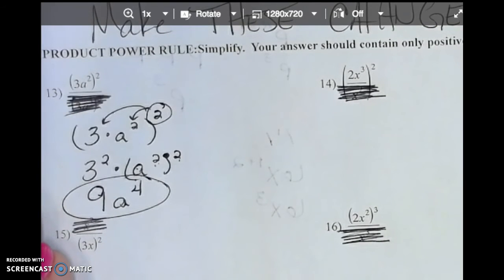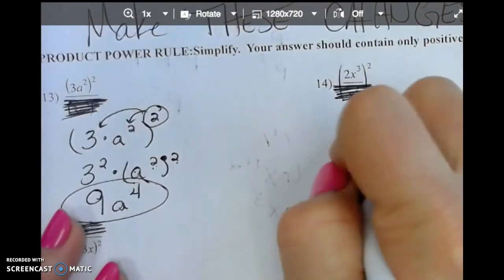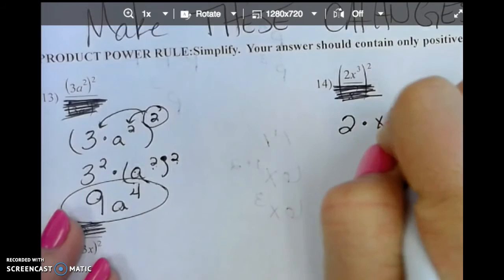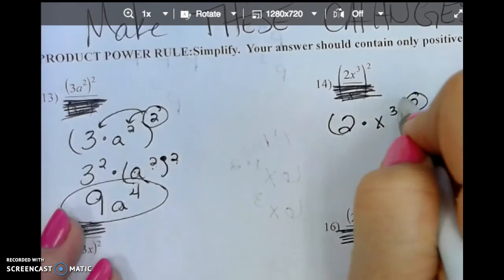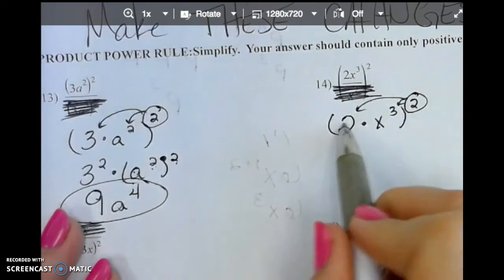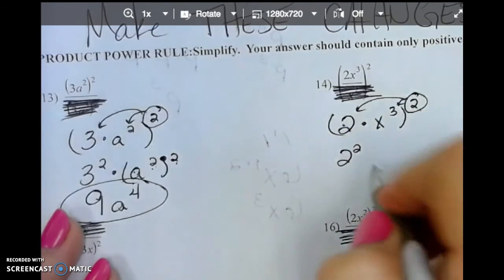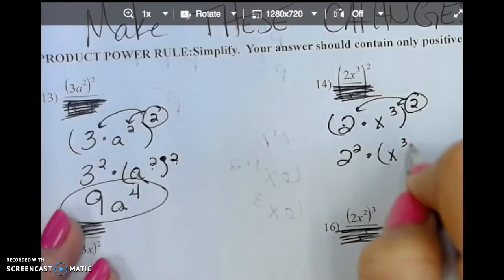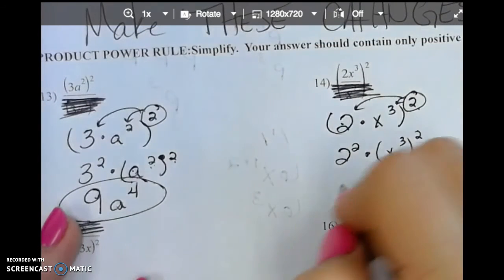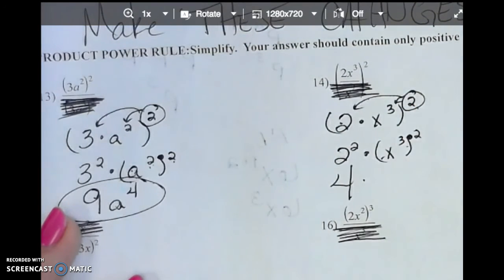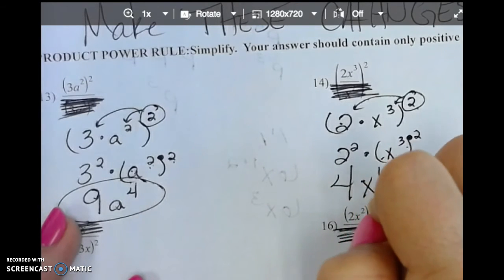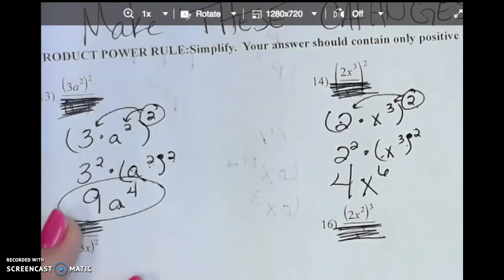Number 14, I've got 2x cubed squared. So separate the bases, 2 times x cubed, and then we want to square it. This exponent of 2 has to distribute: 2 squared times x cubed squared. 2 squared makes 4, and x to the third squared becomes x to the 3 times 2, which is x to the 6th. And that is your final answer.